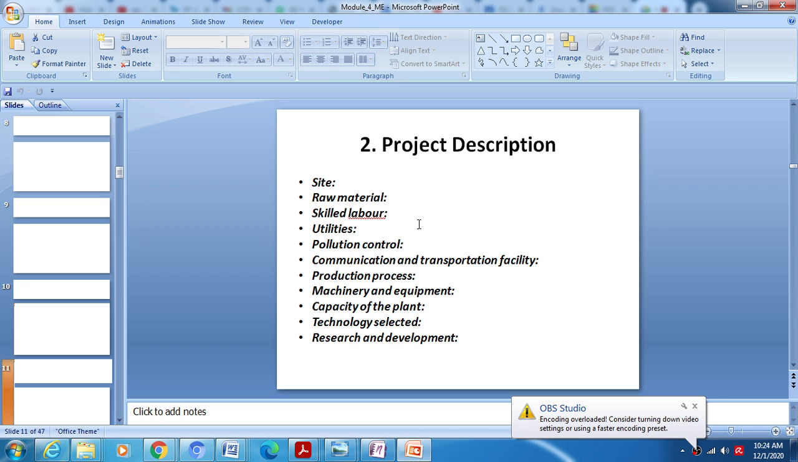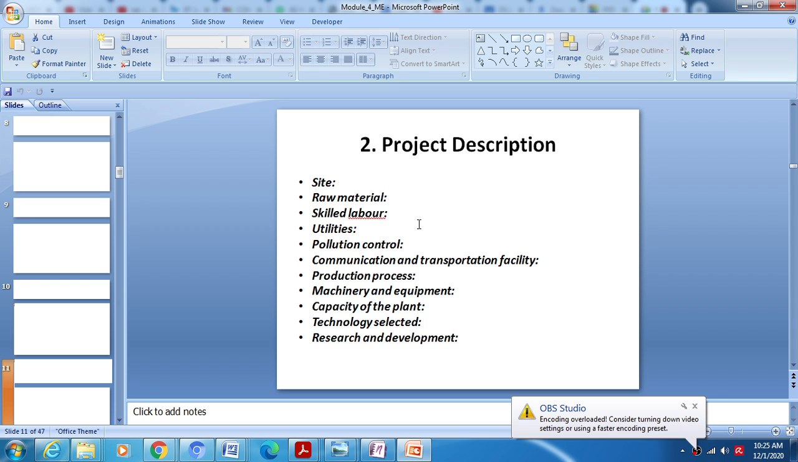I think, yeah, I have discussed the communication and transport facility. Production process is also completed. Okay, then machinery and equipment. A complete list of machines and equipments required, indicating their size, type, cost, and sources of their supply, should be enclosed with the project report.